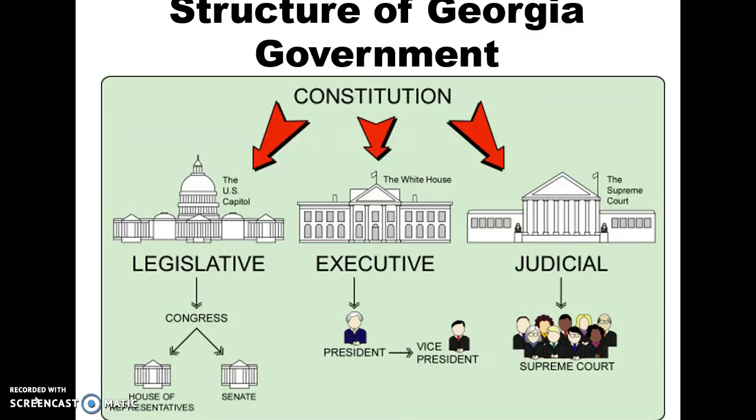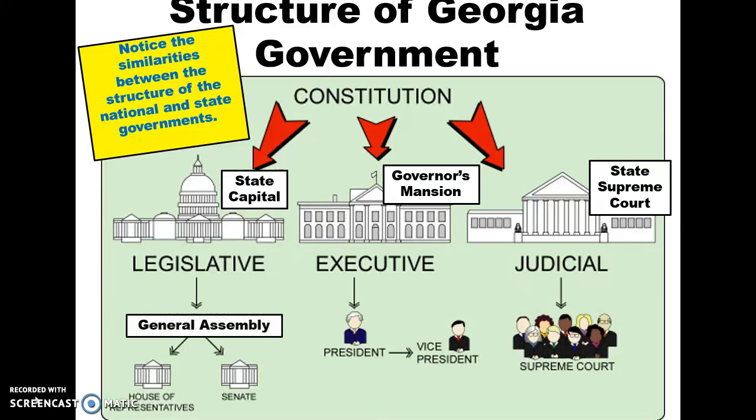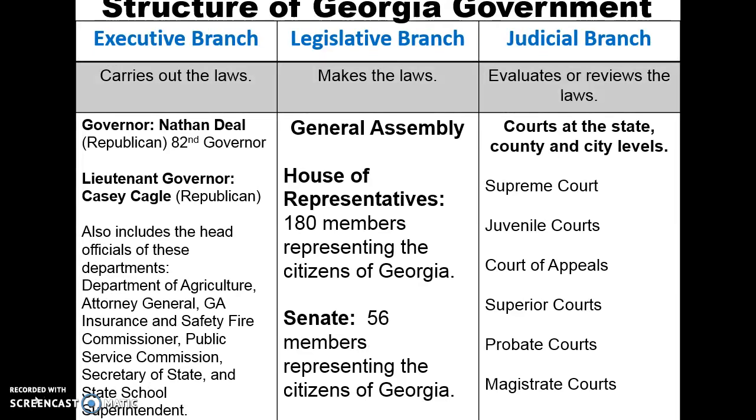Now, how does Georgia's government look different? Instead of the U.S. Capitol, it's the state capitol. We are still bicameral with the House of Representatives and a Senate. The governor's mansion instead of the White House. We call our legislative branch the General Assembly. We have a governor and a lieutenant governor, so very similar to the president and vice president. And then we still have the state Supreme Court. Now, our current governor is Nathan Deal, and our current lieutenant governor is Casey Cagle.